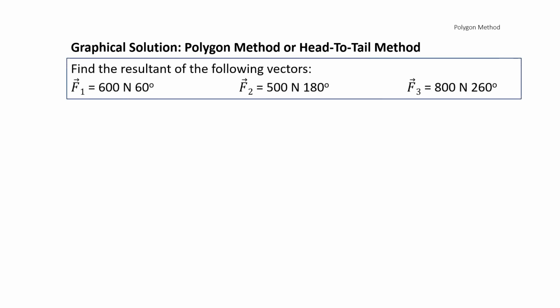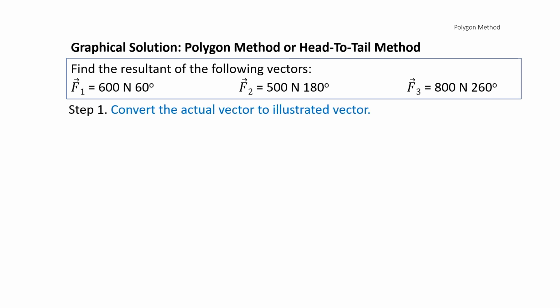The next method is the Polygon Method, otherwise known as the head-to-tail method. Now let's use the following forces in discussing the Polygon Method. Force sub 1 equals 600 newtons, 60 degrees. Force sub 2 equals 500 newtons, 180 degrees. Force sub 3 equals 800 newtons, 260 degrees. If these forces are acting on a single body, find the resultant force.